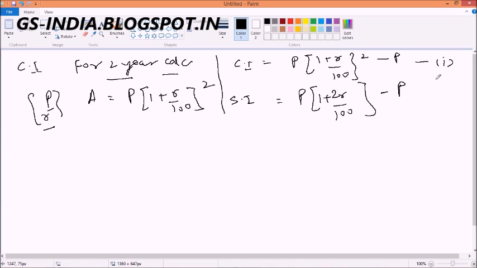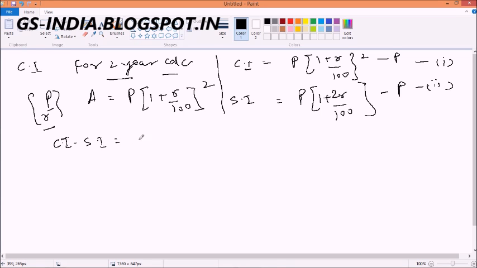Suppose this is equation number 1, this is equation number 2. Now what I am going to do, I am going to calculate the difference between compound interest and simple interest when we take the time period as 2 years. So writing it as compound interest minus simple interest.